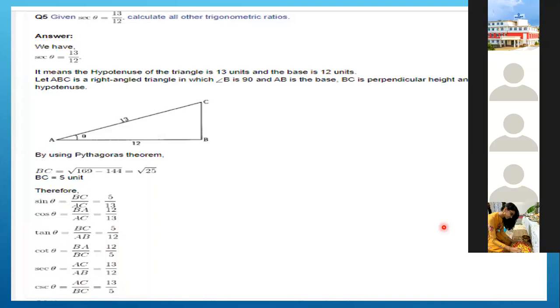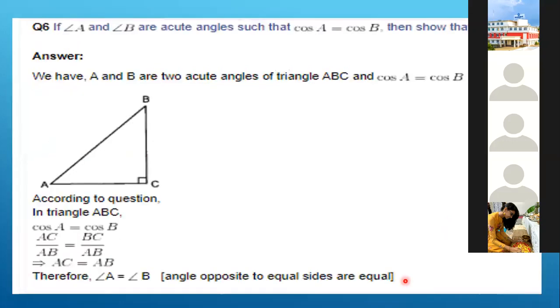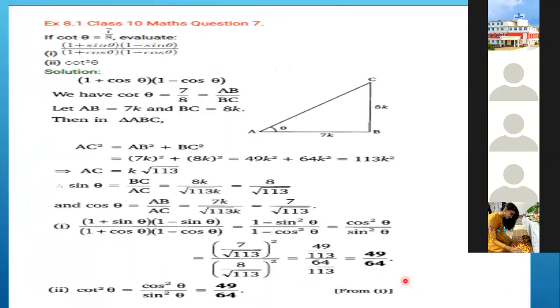Question number 4. If you have the textbook, see the question, children. I'll say the question. 15 cot A is equal to 8. Note down the value. So you have to take it as cot A is equal to 8 by 15. You need to find out sin A and secant A. I'm giving question number 4 as homework. Anyone have doubts, children, till here? No, ma'am. Now we'll move on to question number 6.